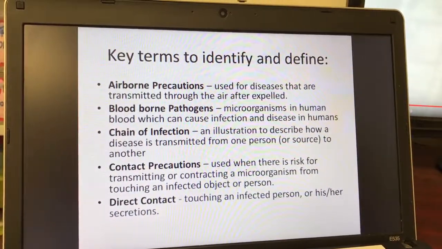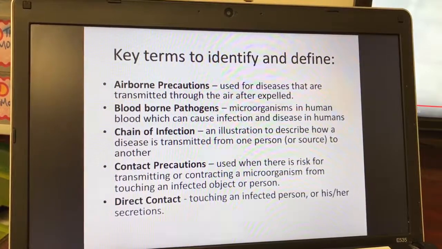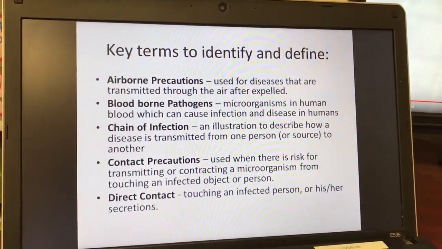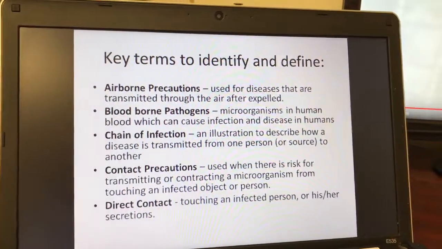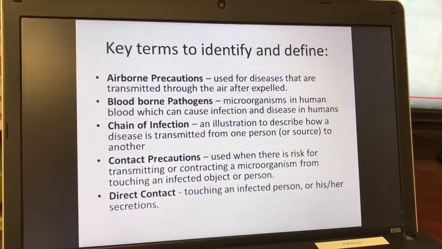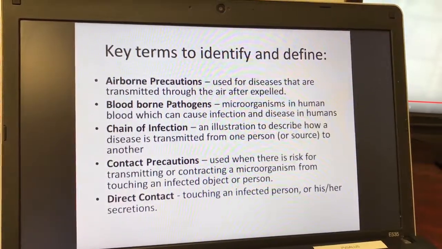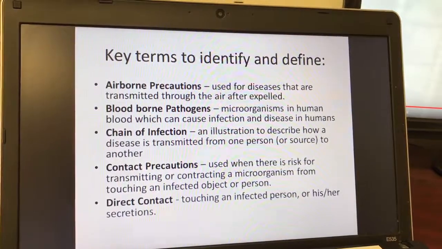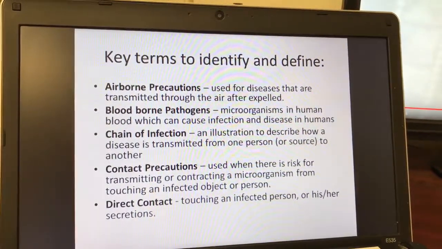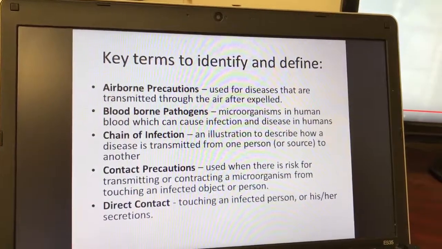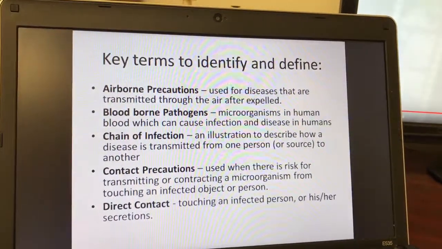These are key terms to identify and define. Airborne precautions are used for diseases that are transmitted through the air after expelling. Bloodborne pathogens are microorganisms in human blood which can cause infection and disease in humans. The chain of infection, which we talked about, is the transmission from one person or source to another.